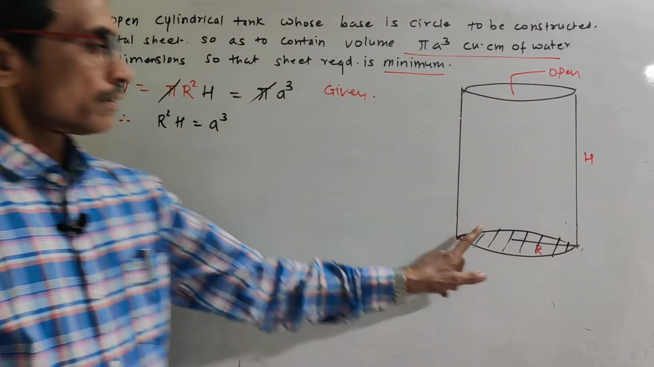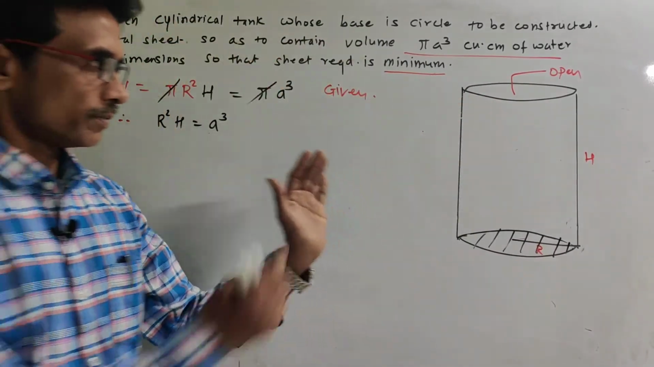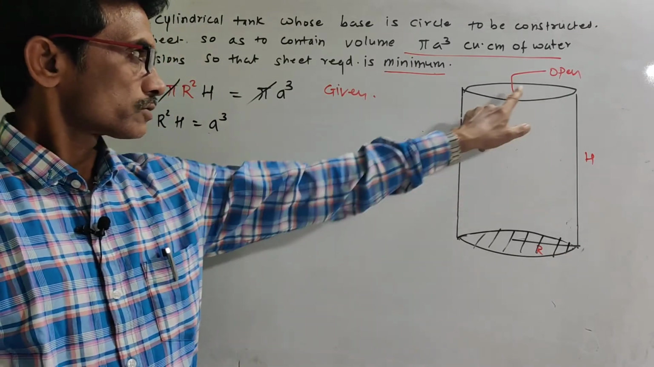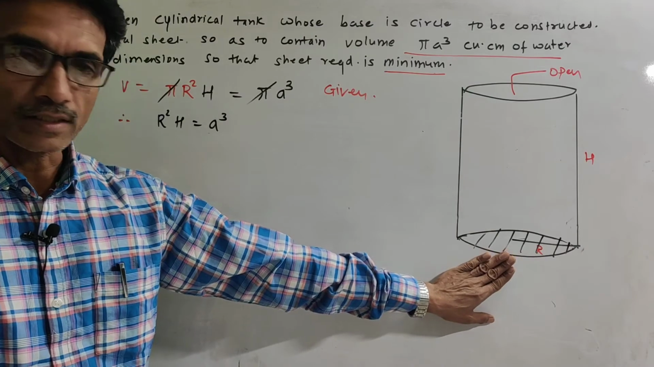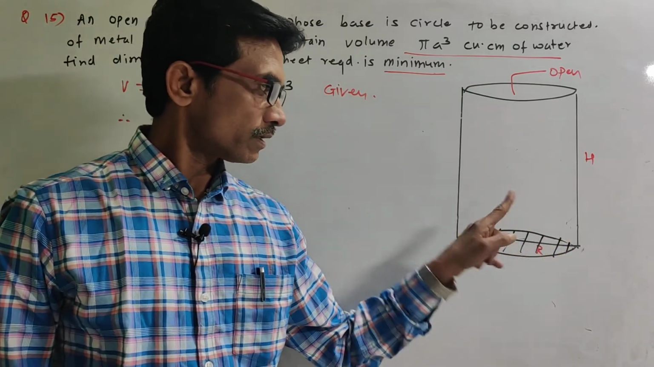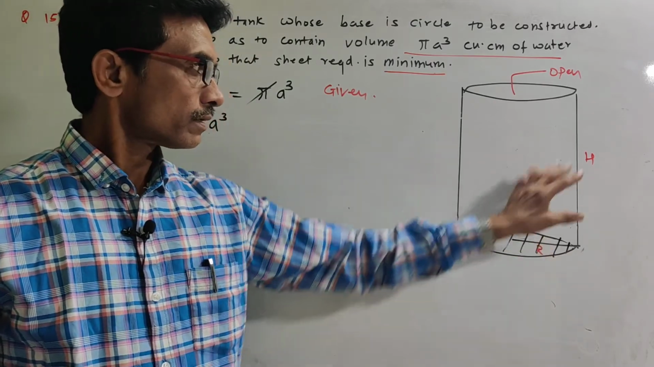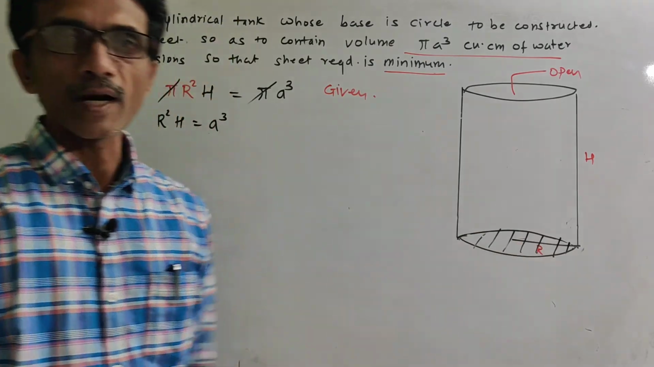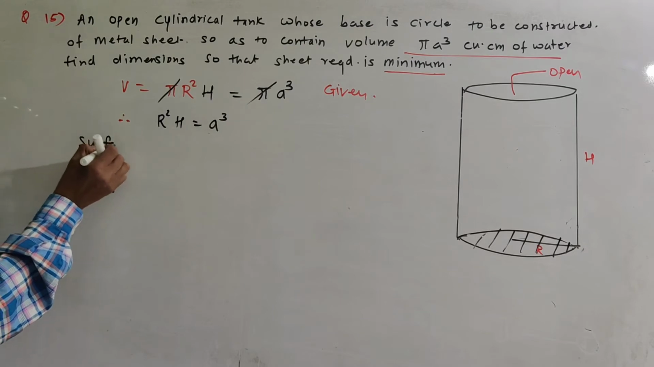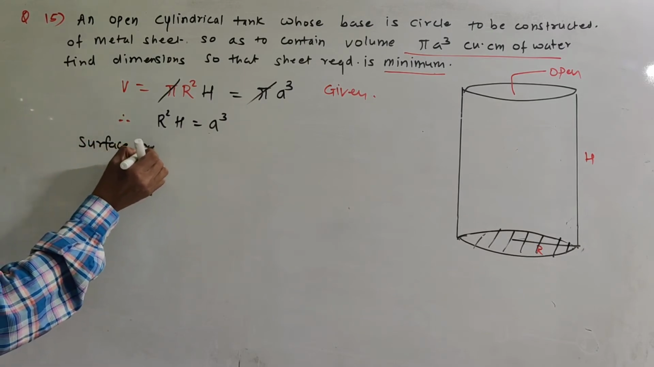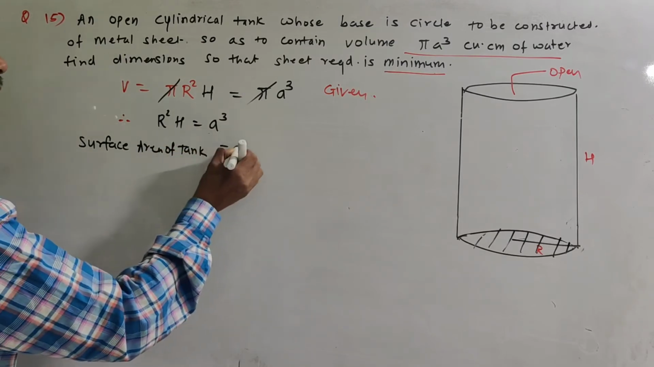Now what is the material required to construct this tank, or the metal sheet required? Here metal sheet is not required for the top because the top is open. Metal sheet is required for the rest, and the area of this is nothing but the sheet required to construct this tank. So area is what? Pi r square, and this curved surface area will be what? 2 pi rh. So total surface area of tank is nothing but metal sheet required.